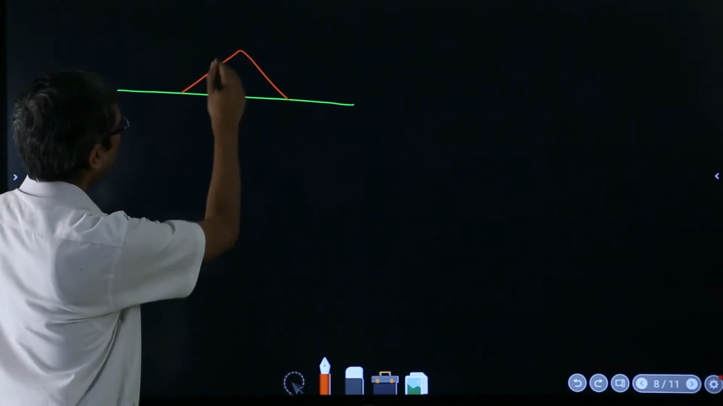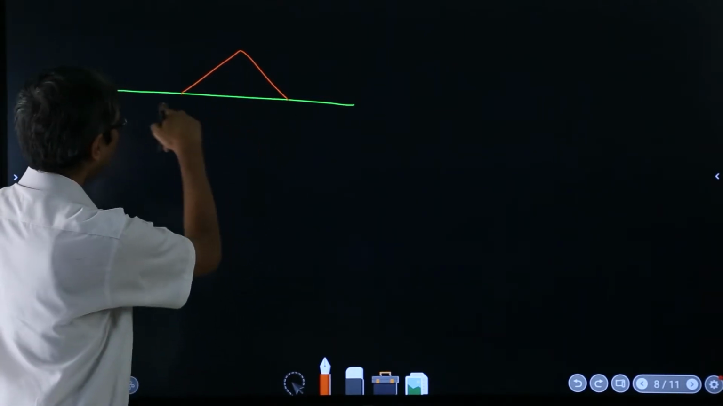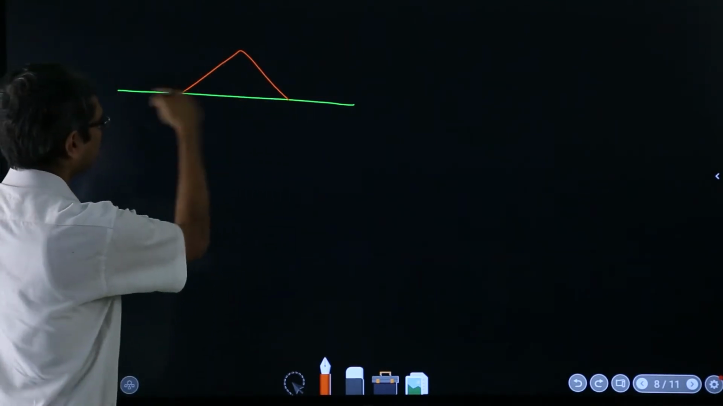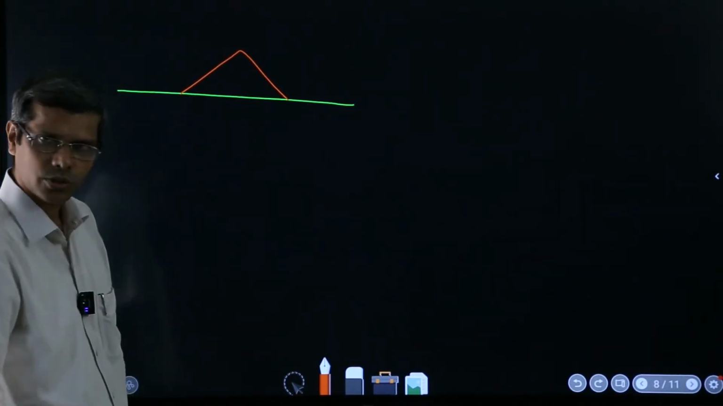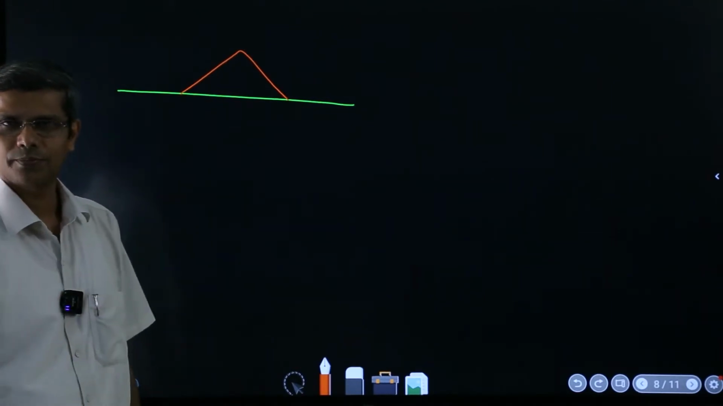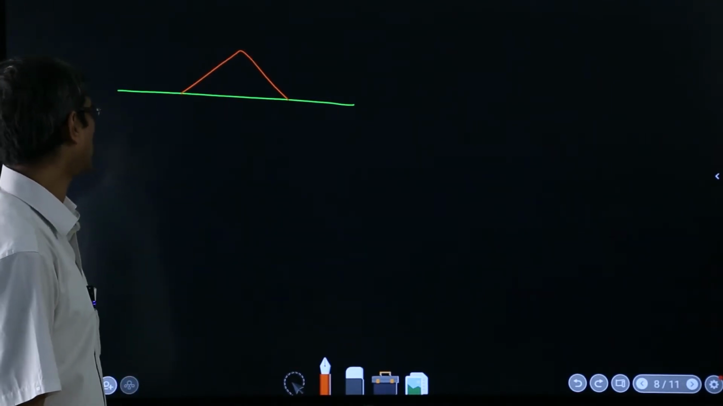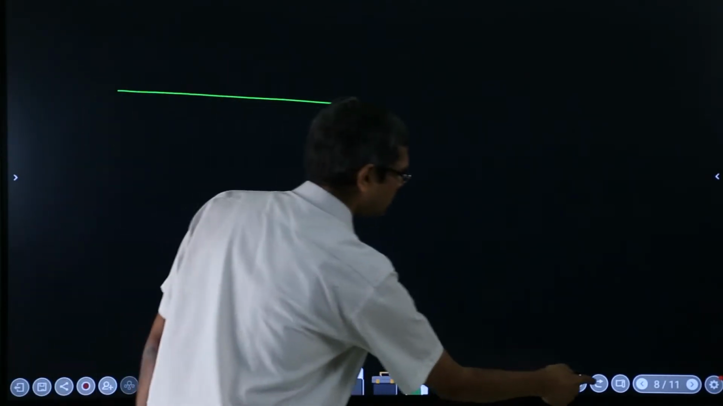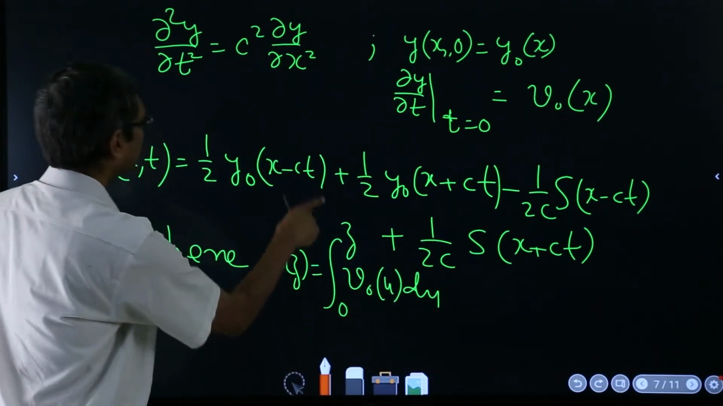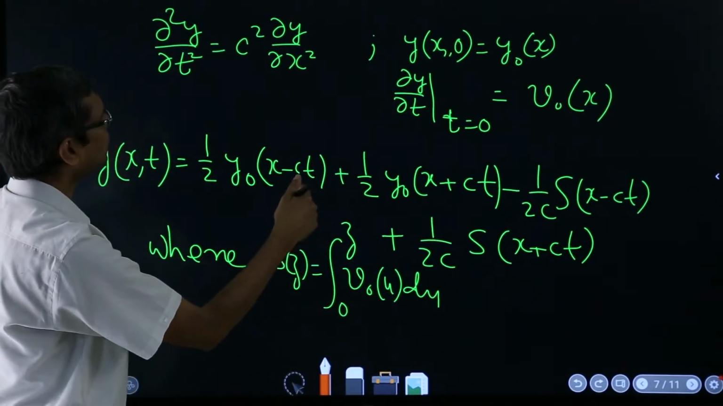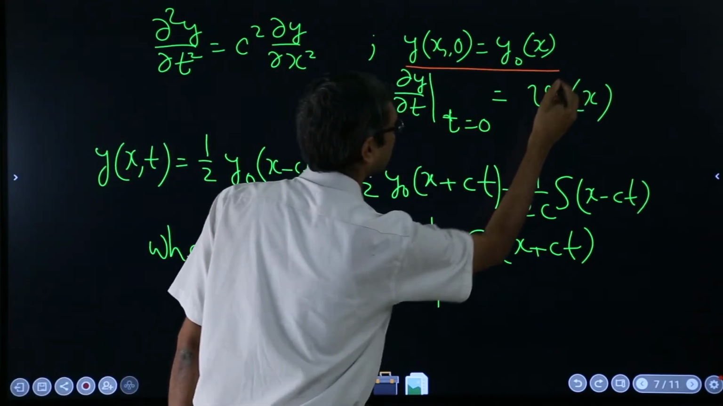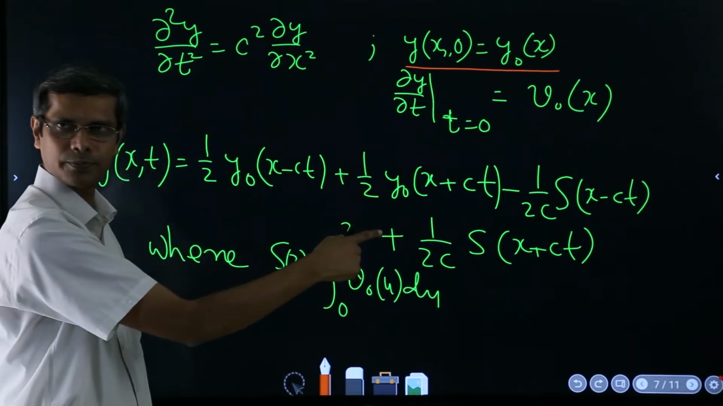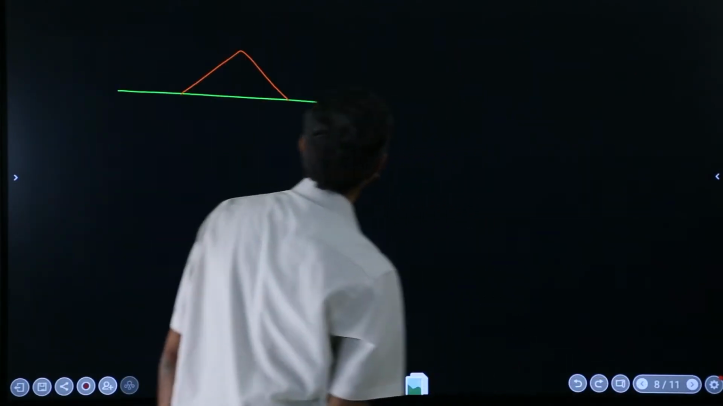So this orange part is the deformation basically. This green is the undeformed shape and this orange you think to be the deformed one to start with, and then you left it. So what will happen? So now we are talking about this part of the solution only. Okay, this is not there. So let's see what it means.